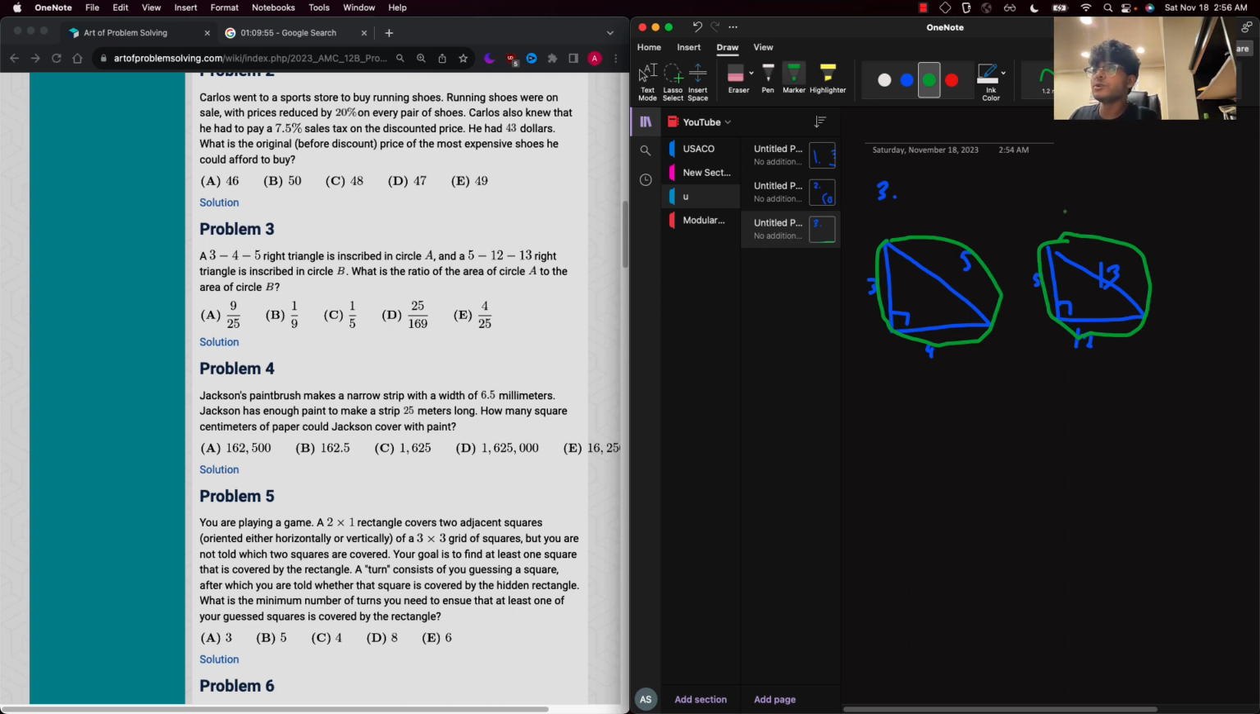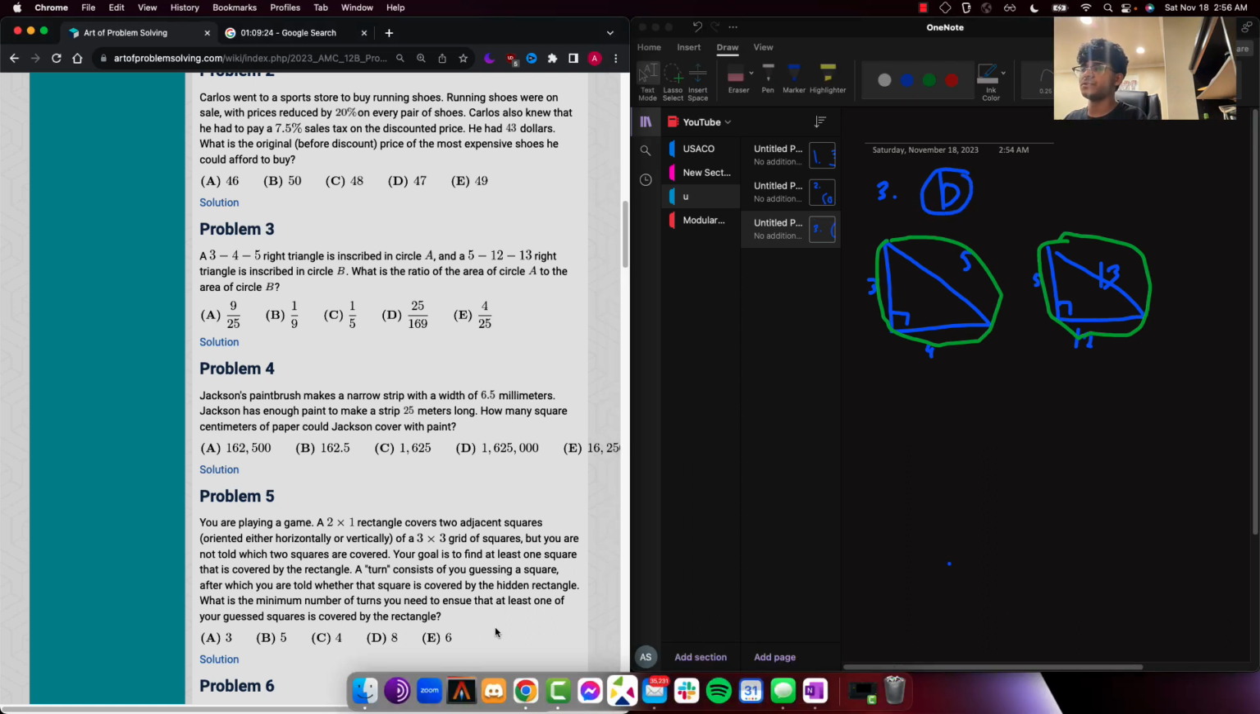And we just want to find the ratio of the areas of the circle, so isn't that just the same as the ratio of the diameter squared, so 5 squared over 13 squared is 25 over 169, which is a D. Okay.